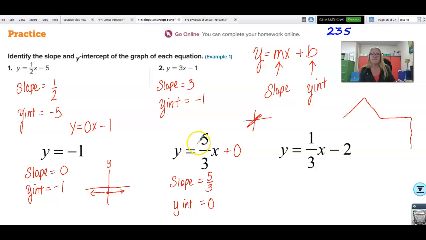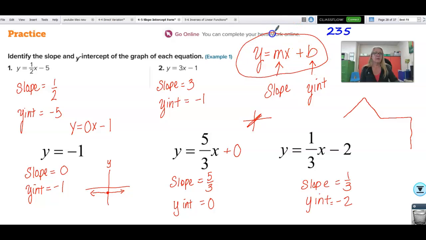Okay. All right. And this one is just a regular old one. This one has a slope of 1/3 and a y-intercept of -2. Okay, so not too bad. You just need to remember this format here. And remember that the slope is the number in front of x, and the y-intercept is this one.